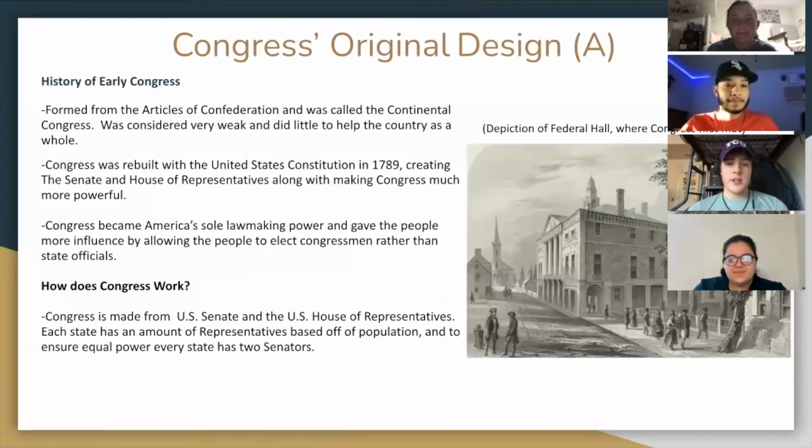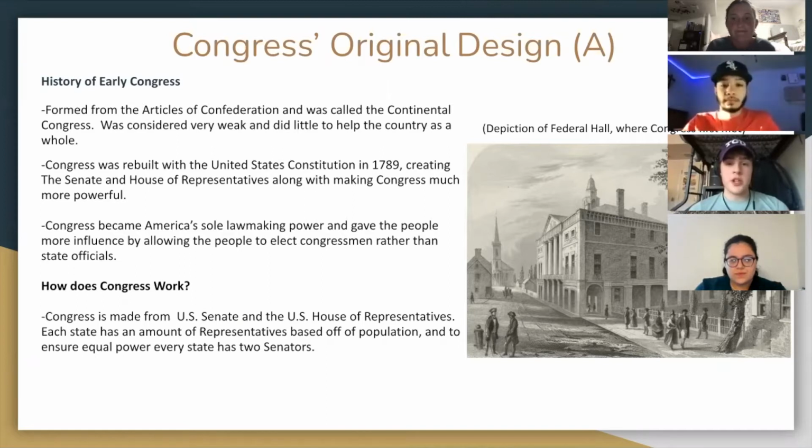History of early Congress. The original U.S. Congress, formed from the Articles of Confederation, was designed to solve issues between states and to nationally attempt to aid the interests of state governments, often doing little to aid the country as a whole. Through its ineffectiveness, the U.S. Congress was later rebuilt on the United States Constitution of 1789, establishing the Senate and House of Representatives, along with giving Congress more power and making it a sovereign legislature not controlled by state officials.